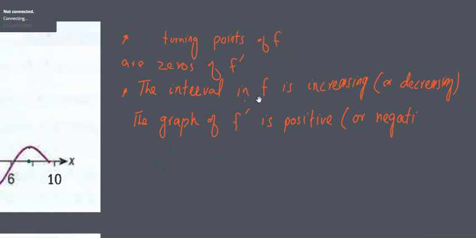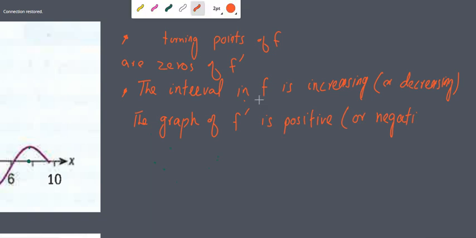Or negative. Is it clear? So the interval in which the function is increasing, the graph will be positive, and the interval in which the function is decreasing, the graph will be negative. Is it clear? Okay.